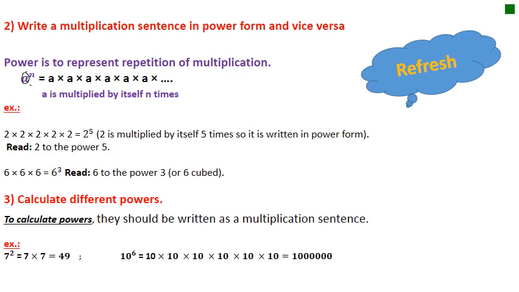How can we calculate different powers? To calculate powers, they should be written as a multiplication sentence. For example, to calculate 7 squared, we multiply 7 by itself 2 times. So 7 times 7 is equal to 49.